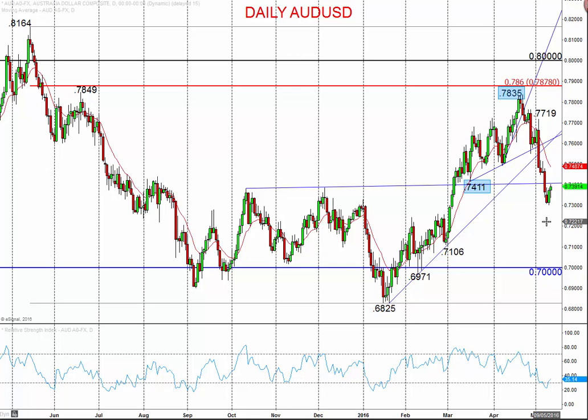We're now going to look at both the Australian dollar and New Zealand dollar, both having more negative shifts versus the US currency over the last week, particularly starting off here with the Aussie dollar plunging down through 74.11.